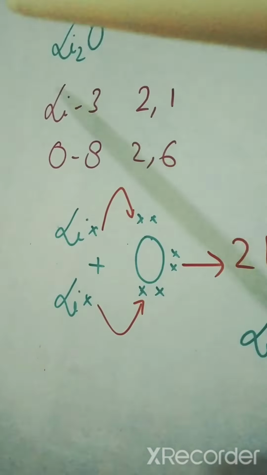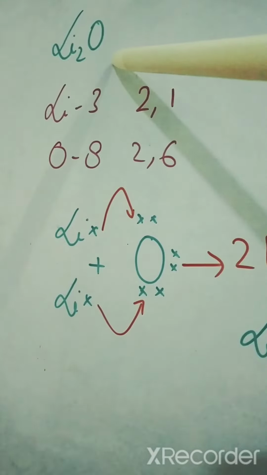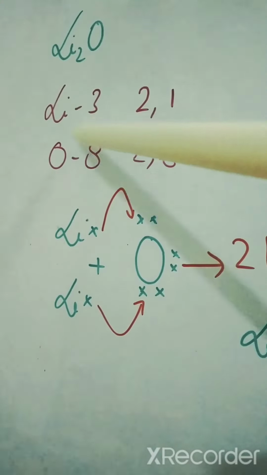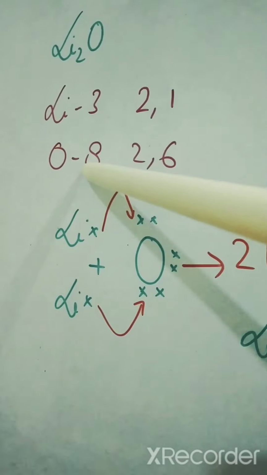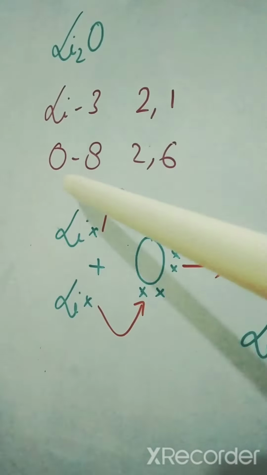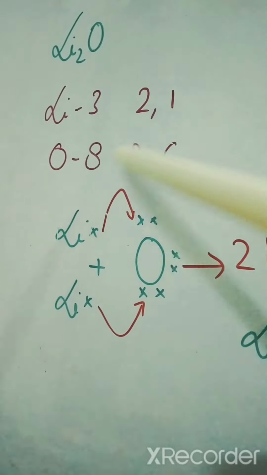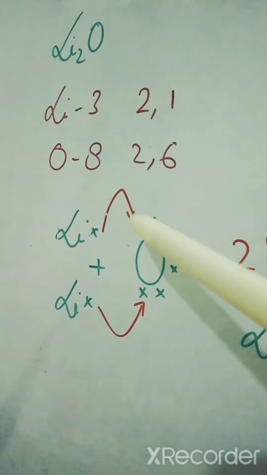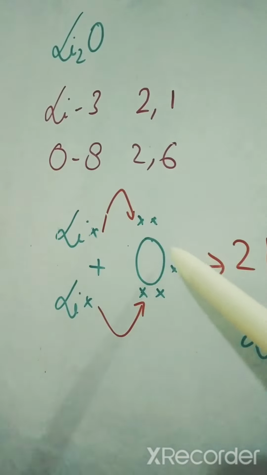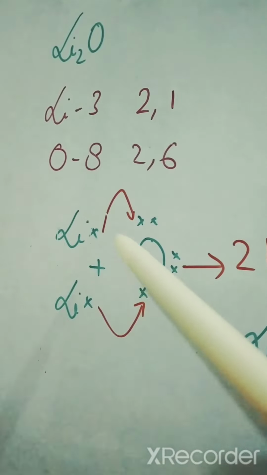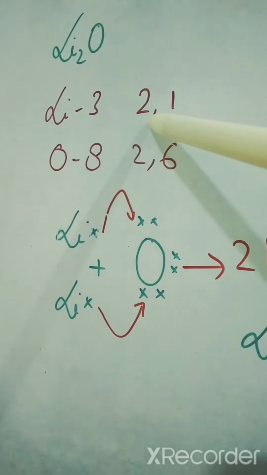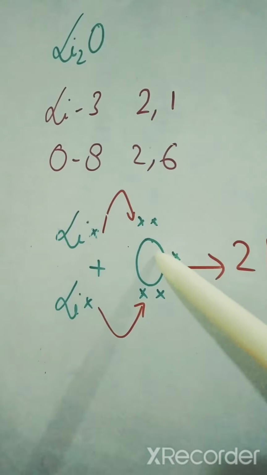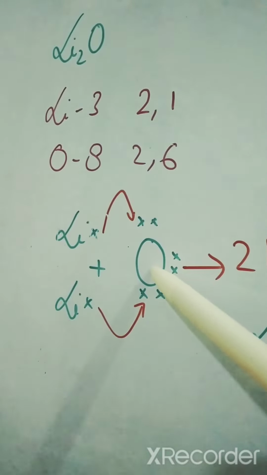Okay, the next compound is lithium oxide. Lithium has atomic number 3, that means 2, 1 electronic configuration. Oxygen is 2, 6. So lithium has 1 electron, oxygen has 1, 2, 3, 4, 5, 6 electrons. If lithium gives 1 electron to oxygen, then the lithium duplet will be complete, that is 2. But oxygen will still have 7 electrons, so oxygen needs 1 more electron.